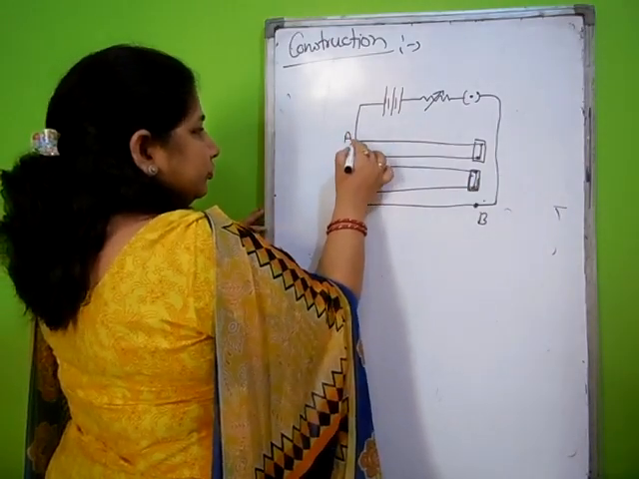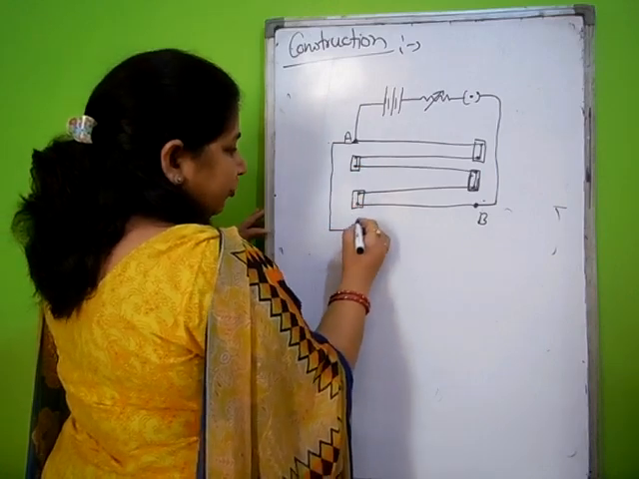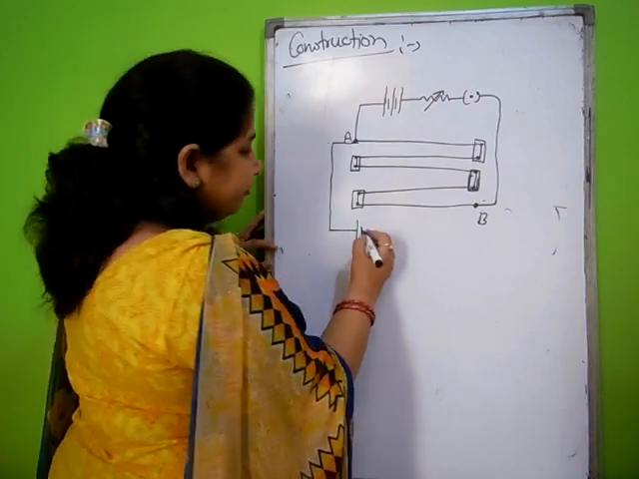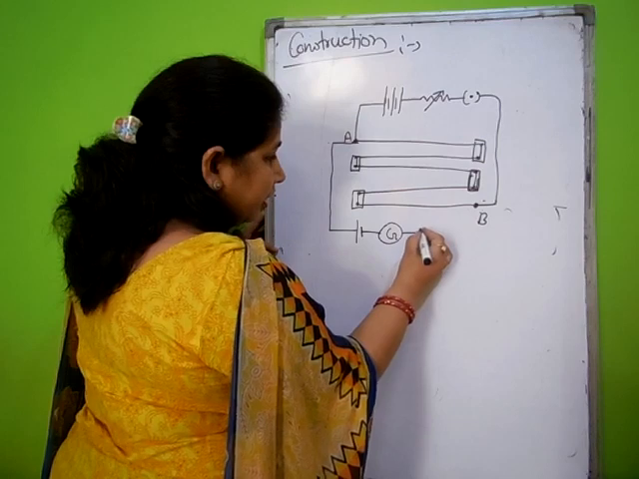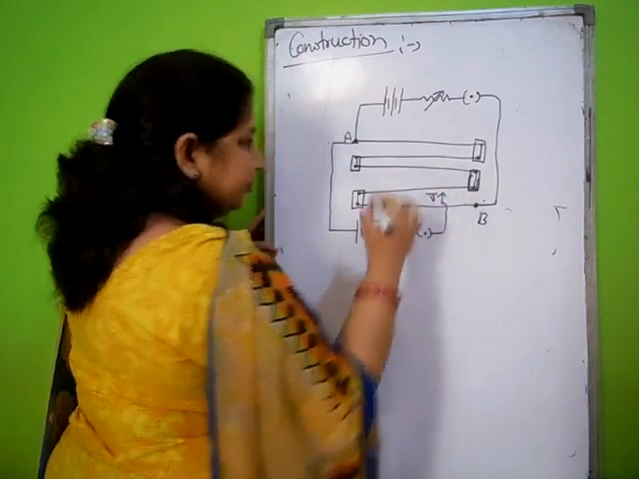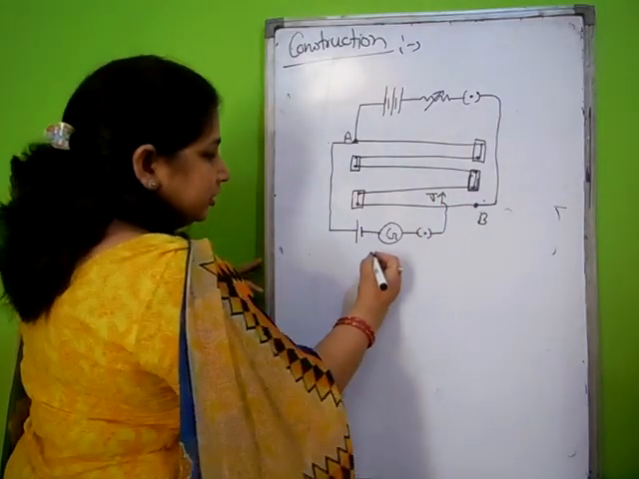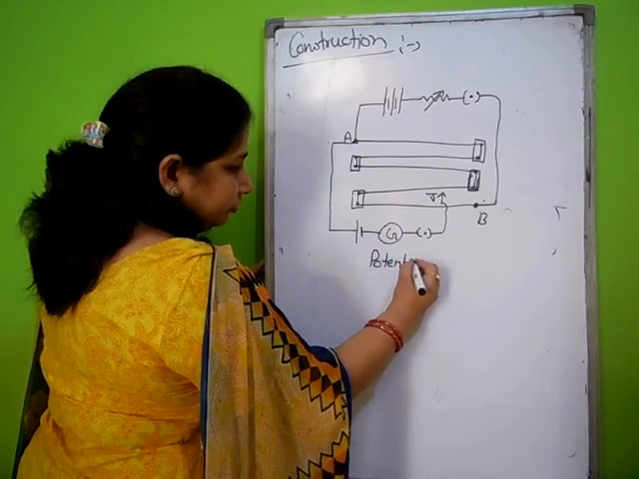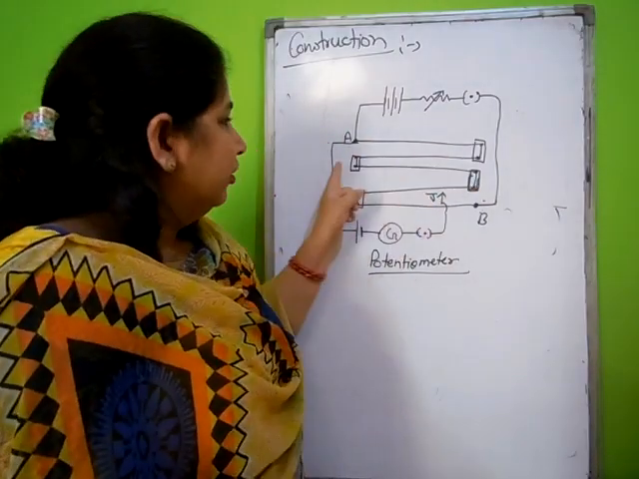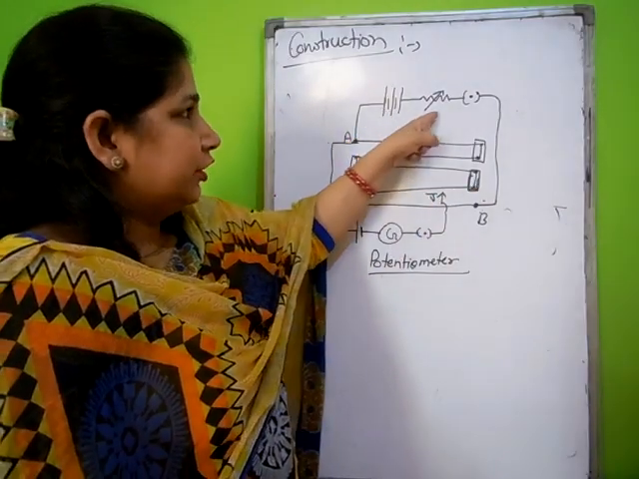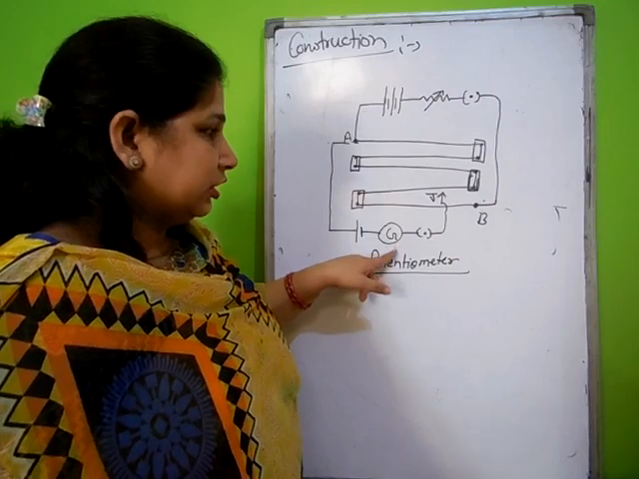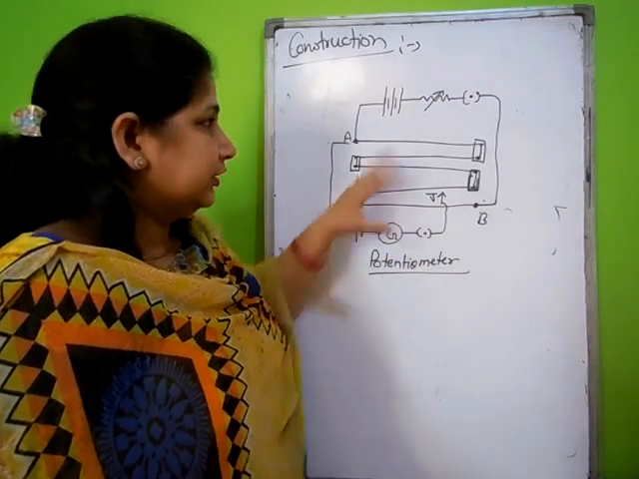Now, we have to connect a cell across which we have to find out the EMF, a galvanometer, a key and a jockey. This is the setup of potentiometer. This is potentiometer. Means it consists of a long wire and a battery, rheostat, key, and at the other end a cell, galvanometer, key and jockey. This is the arrangement.